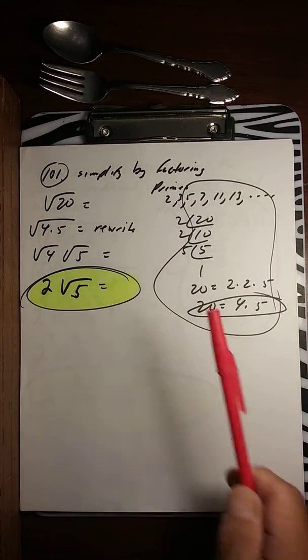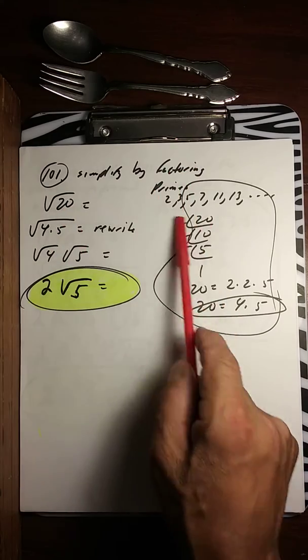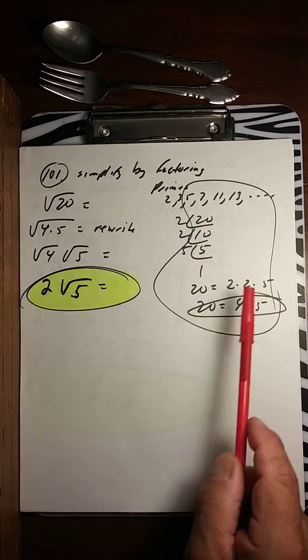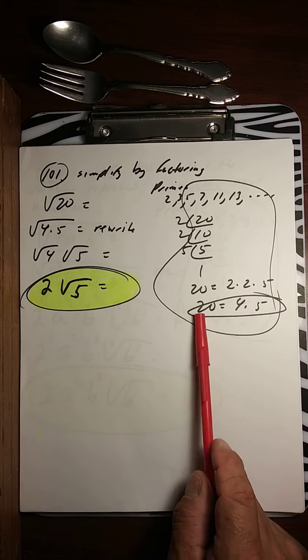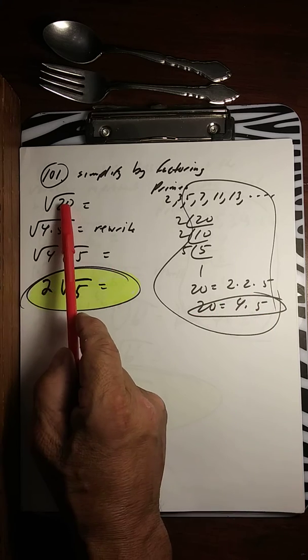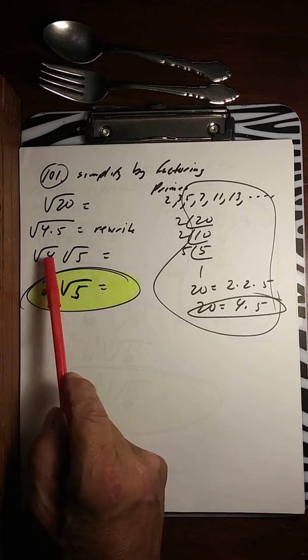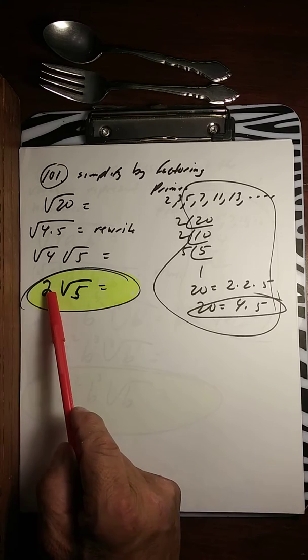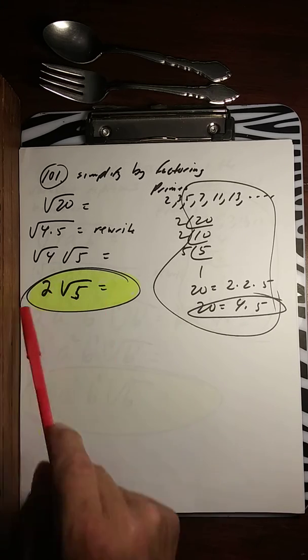Square root of 20. Let's do the prime numbers again. 2 divides it, 2 divides it, 5. So 20 is 2 times 2 times 5, or 20 is 4 times 5. So instead of 20, we're going to put 4 times 5. Square root of 4, square root of 5. Square root of 4 is 2, so we have 2 square root of 5, the answer.